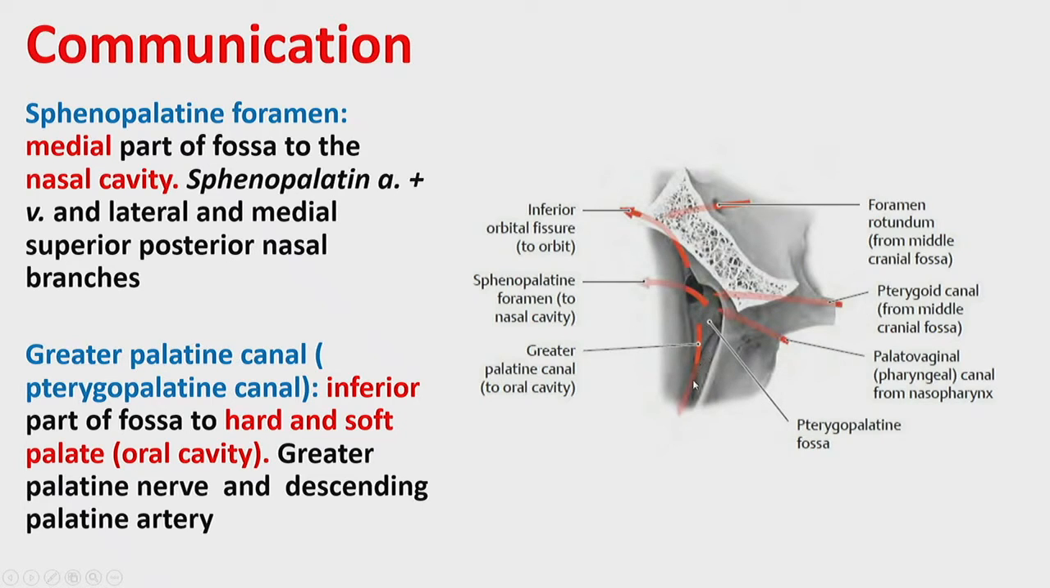Inferiorly or caudally, if you go down, you will reach to the oral cavity via hard palate and soft palate, via greater palatine canal or pterygopalatine canal. What does it pass? Descending palatine artery, greater palatine nerve.